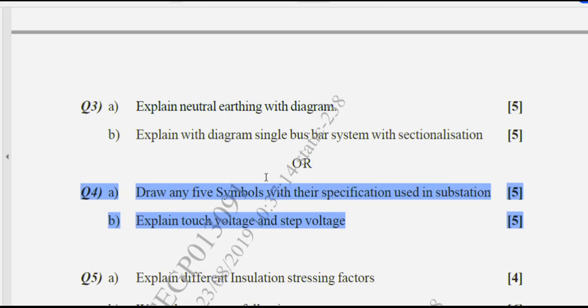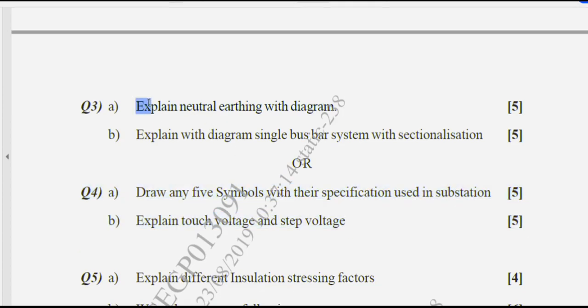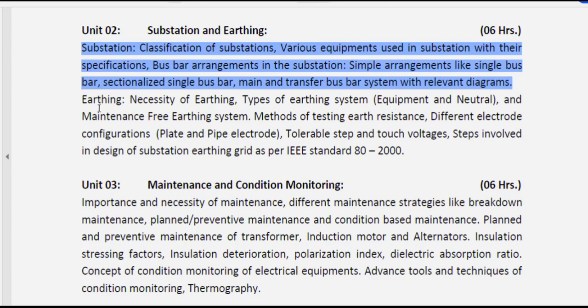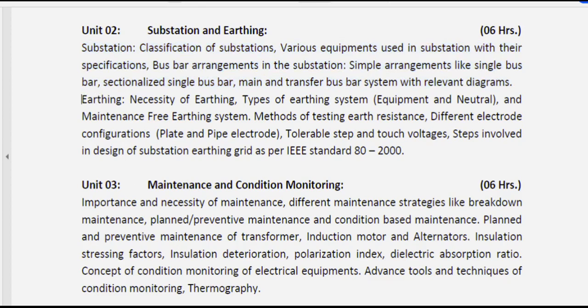There is one question: explain the neutral earthing with the diagram. We have discussed this also. The syllabus contains 2A and 2B. Just quickly revise what we discussed in 2B. The 2B syllabus is related to earthing. We have discussed the importance and necessity of earthing, and the types of earthing, that is equipment earthing and neutral earthing.